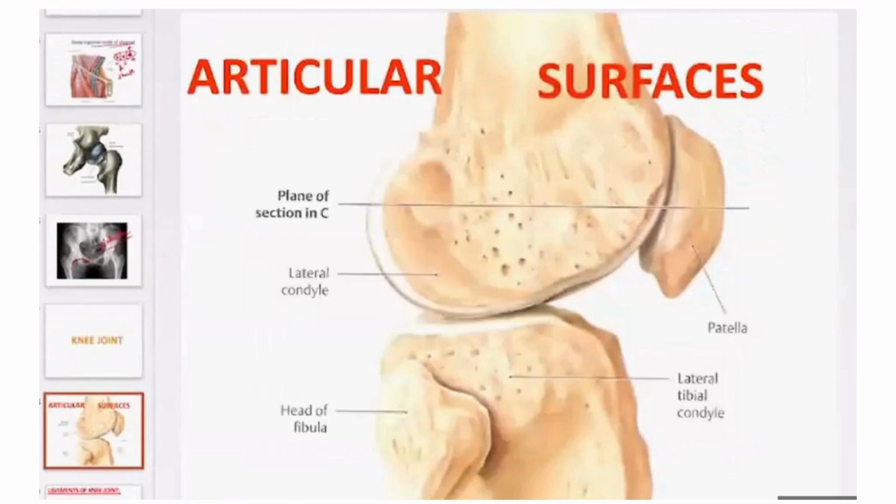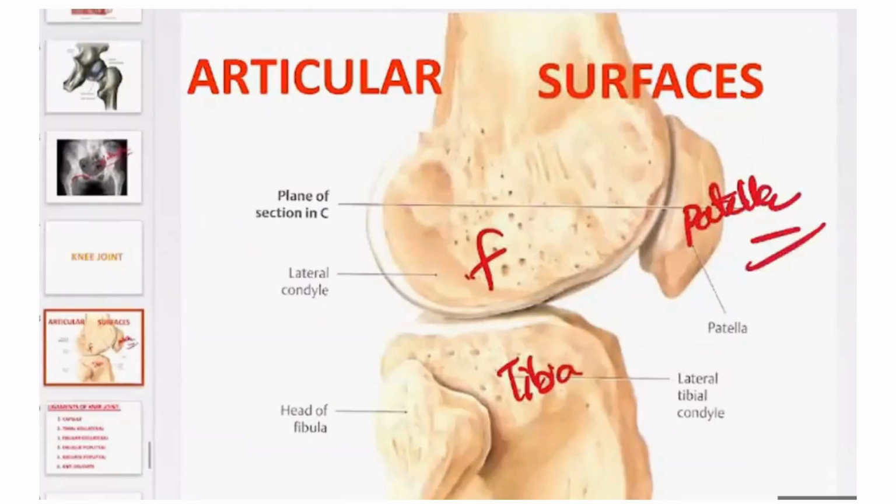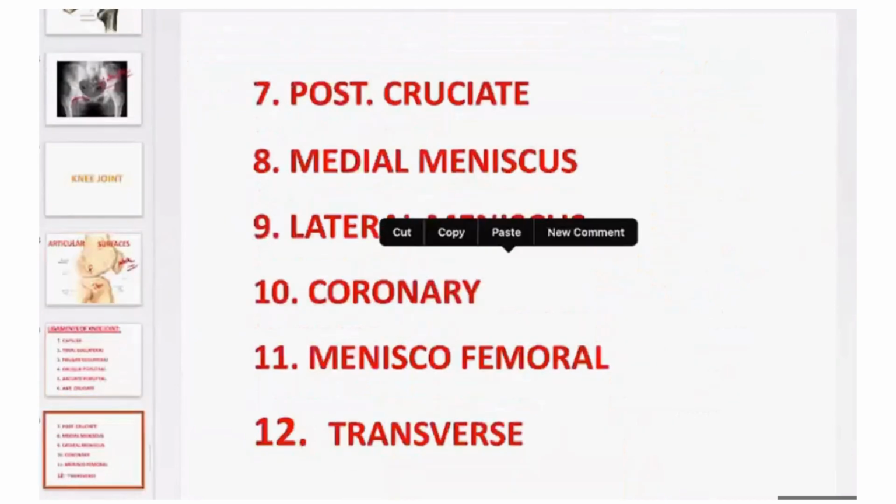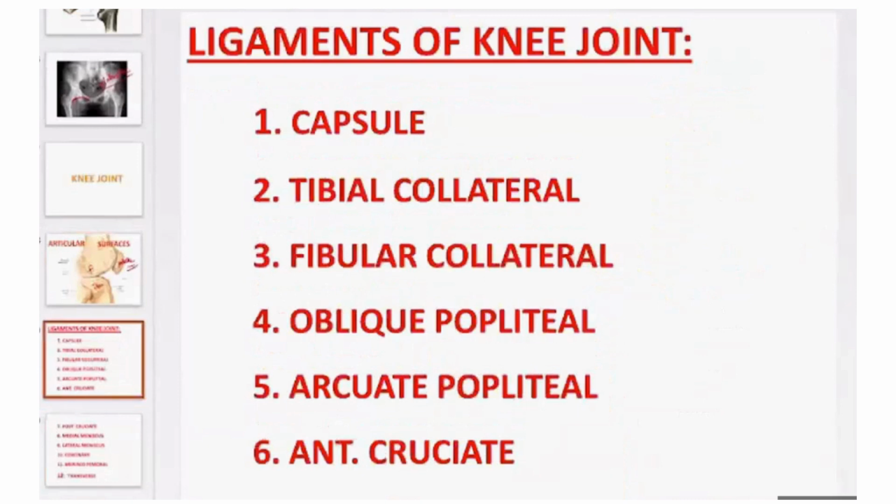Knee joint. The joint is the knee joint. It is formed by the lower end of the femur, the upper end of the tibia, and the patella. So this joint is the knee joint. There are 12 ligaments present on the knee joint. Each ligament has an attachment. I am not going into this.